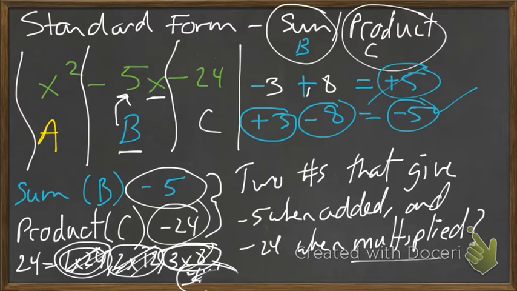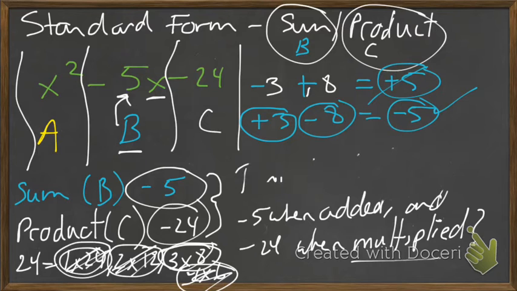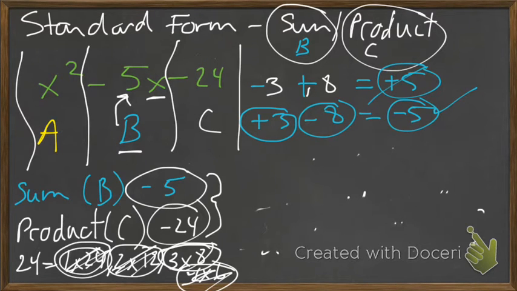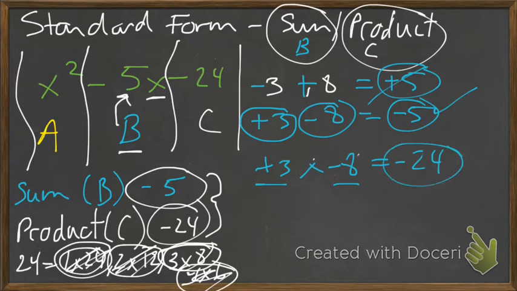Okay? I'm going to erase this right here. If 3 and negative 8 are my values, that would mean positive 3 multiplied by negative 8 would give me negative 24. Is that the case? Positive 3. If you multiply those together, yeah, you do get negative 24. Are those the values that I want to get?